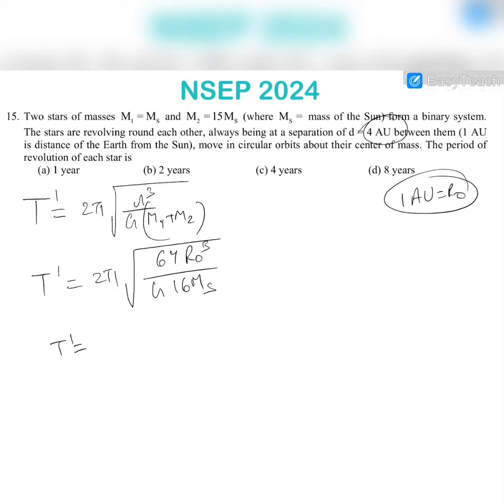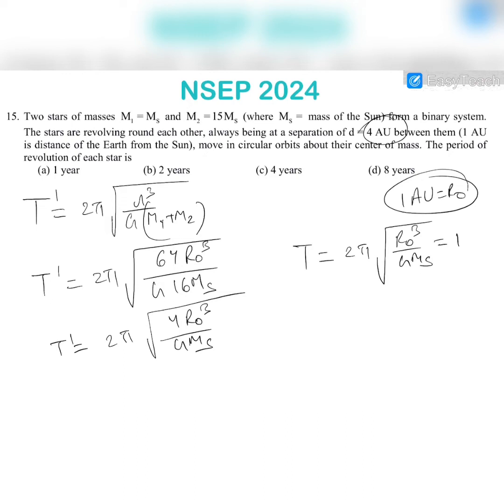So T dash will be equal to 2 pi under root of 4 r naught cube by G Ms. And we know that the time period of revolution of Earth around the Sun is 1 year, which is 2 pi under root of r naught cube by G Ms. So obviously T dash will be equal to 2 years. So the correct answer will be option B. Now let us move on to the next question.